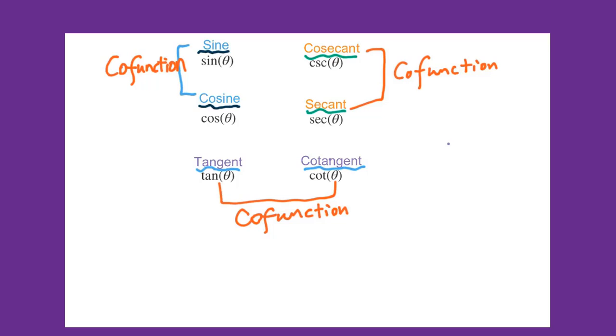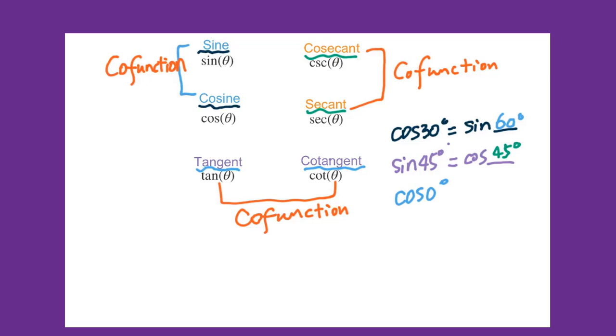Let's talk about sine and cosine, because we already know that cosine 30 degrees equals sine, what degree here? It will be 60 degrees. And sine 45 degrees equals cosine, it will be 45 degrees. And cosine 0 degrees equals sine, what degree here? It will be 90 degrees.